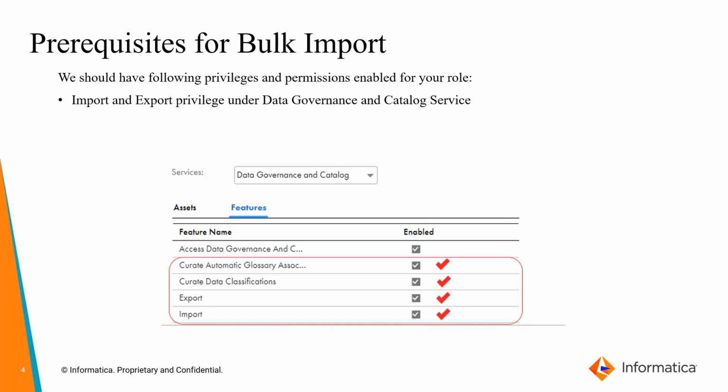Also, we would need bulk export and import permissions to bulk import and export assets. We would also need export and import permissions enabled by the organization administrator under data governance catalog service.